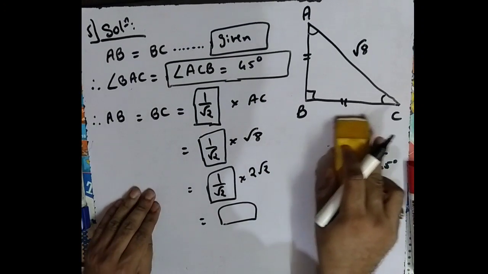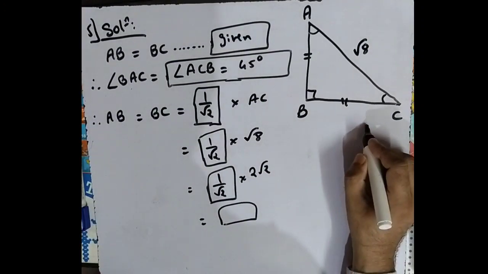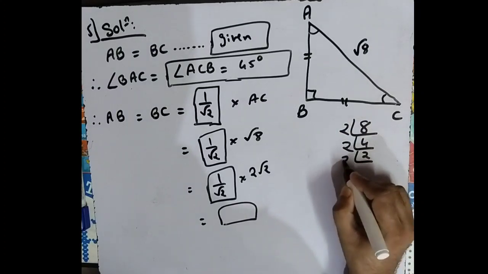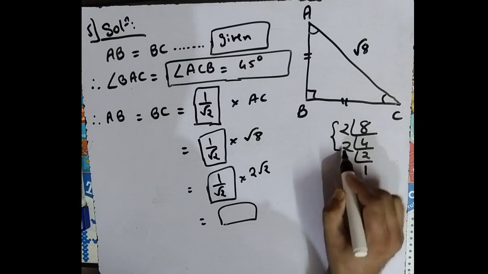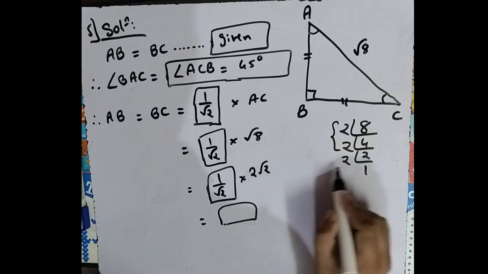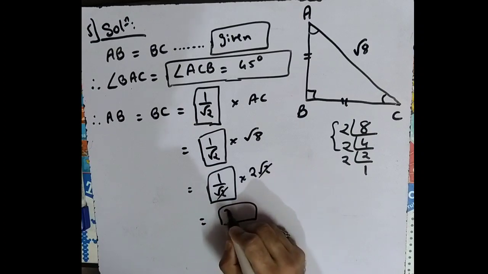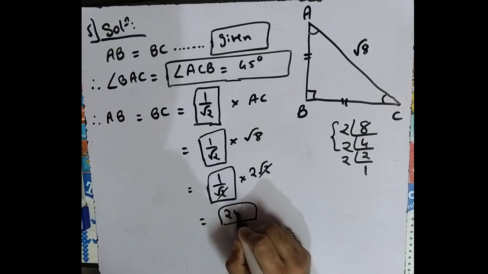How has root 8 become 2 root 2? We will factorize 8. 2 4s are 8, 2 2s are 4, 2 1s are 2. Out of the two 2s, one 2 will come outside. This 2 will remain in the root. Root 2 will cancel. The answer is 2 units.